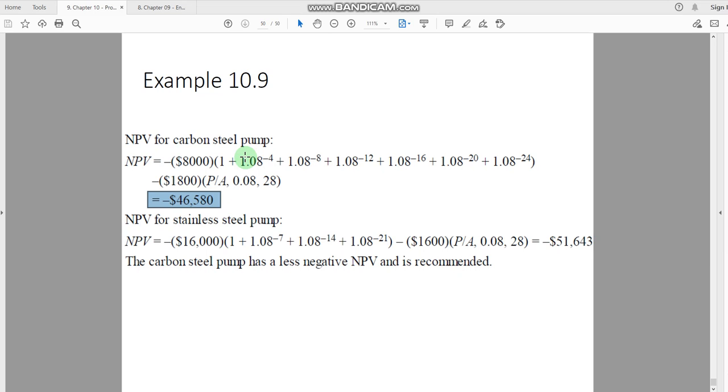Okay, so with this example, we have finished chapter number 10, and that's all. Okay, so let me know if you don't understand anything.